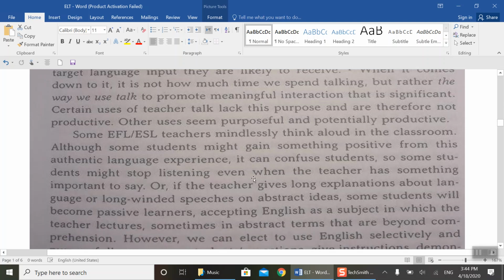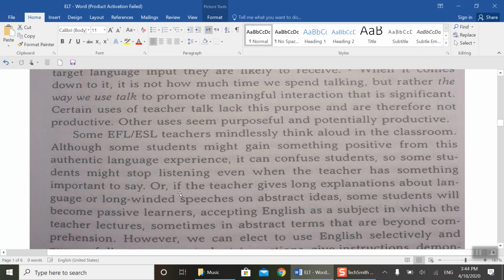This is the flaw, the disadvantage. If the teacher only talks, it can confuse students. So students might stop listening if the teacher only is speaking inside the class. The students might stop listening even when the teacher has something important to say.